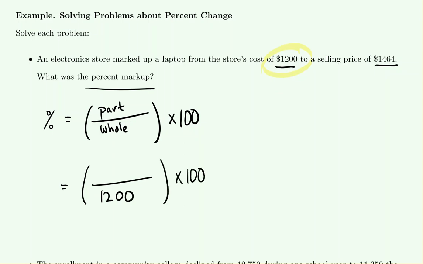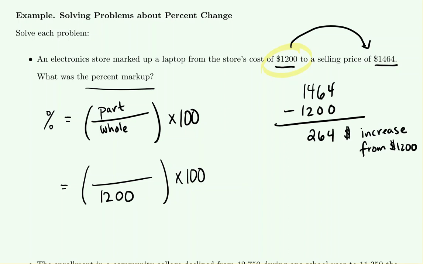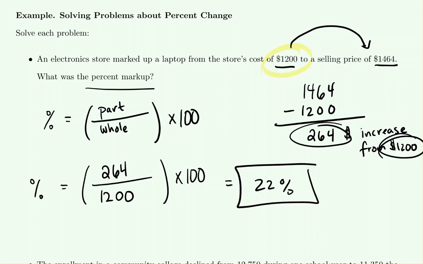But what we would want to do next is figure out how much we marked up. If we were at $1,200 and then we ended up with $1,464, we could find the exact amount of markup by subtracting them. This is how much we added to the price. When we subtract these two, we get that we had a $264 increase from the original $1,200. So this is the part that we increased out of the whole. So 264 divided by 1,200 all times 100. We'll calculate this in our calculator, and we would get exactly 22% markup.